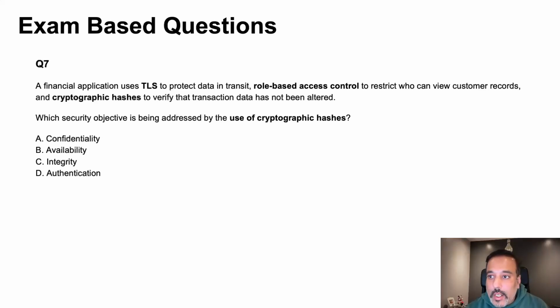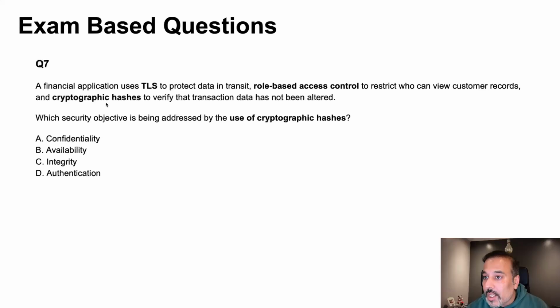Next, have a look. Oh, actually, I have the numbering wrong over here. So it's question number 8 actually. A financial application uses TLS to protect the data in transit. That makes sense. They have implemented role-based access control to restrict who can view customer records, and cryptographic hashes to verify that transaction data has not been altered. So there are again key concepts: TLS, role-based access.